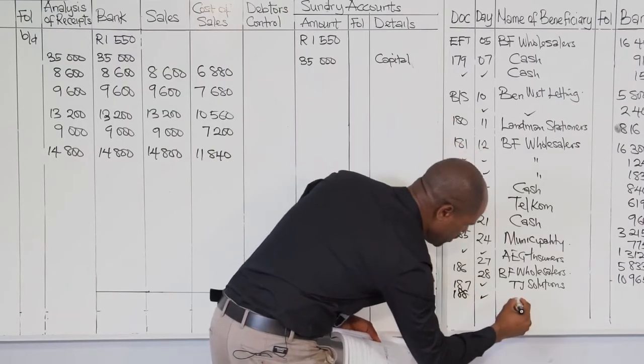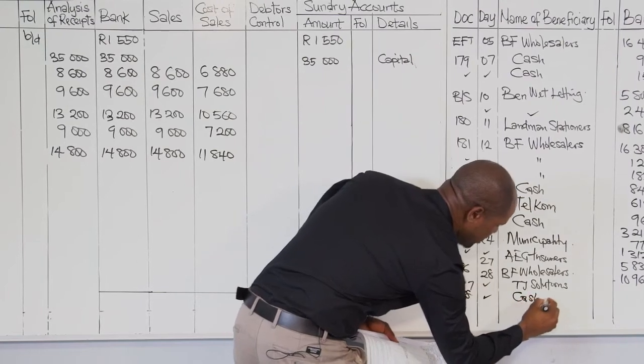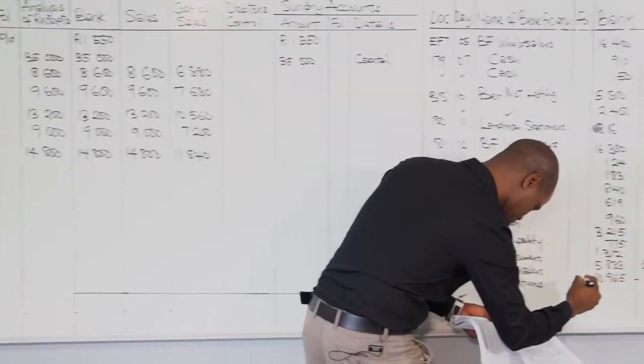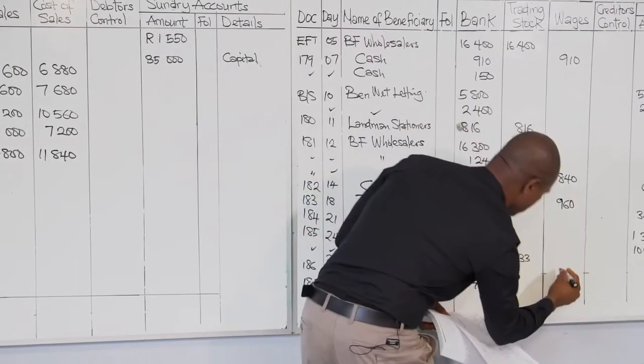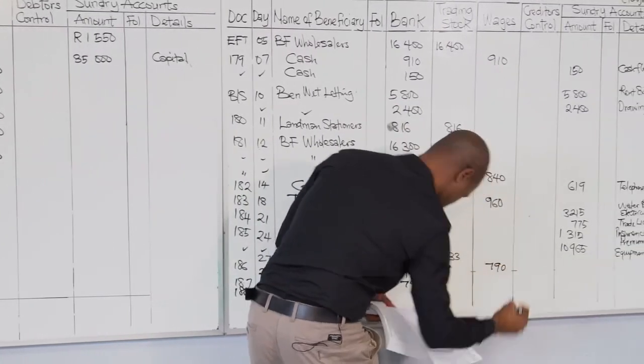On the 28th, a check was issued for payment of wages, and the check number is 188 for the payment of wages. So I'm going to write cash here. The amount is 790. It goes into the wages as 790.